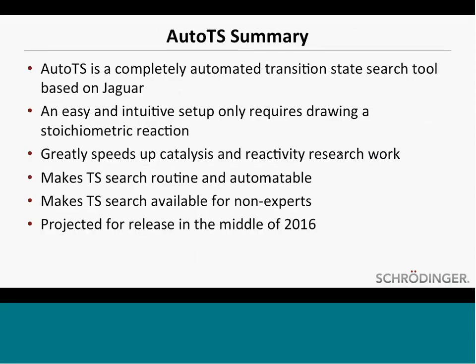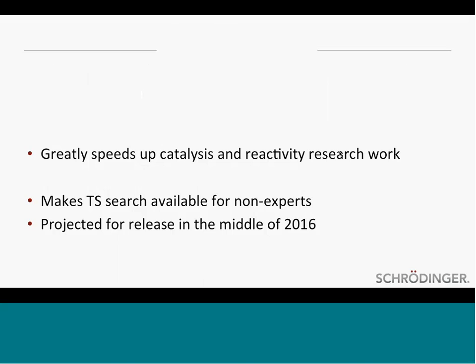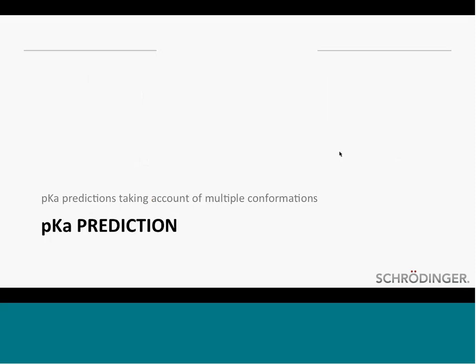So to summarize for the auto transition state search, this is completely automated based in Jaguar, and it involves easy and intuitive setup. It greatly speeds up any research involving catalysis and reactivity, and this is projected for broad release in the middle of 2016. So I want to conclude by talking a little bit about pKa prediction.